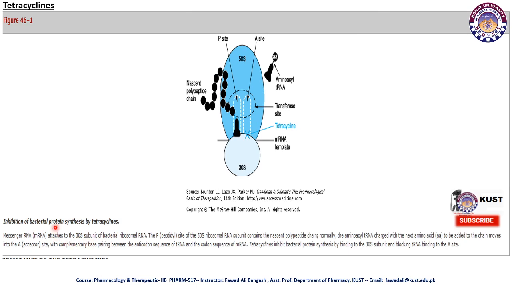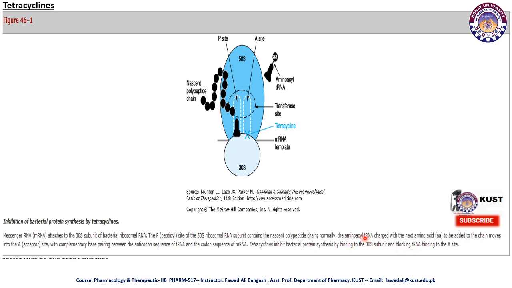So this is the inhibition of bacterial protein synthesis. Tetracycline causes inhibition of protein synthesis. How? Messenger RNA attaches to the 30S bacterial ribosomal subunit. The P, peptidyl, site of the 50S ribosomal subunit contains the nascent polypeptide chain. This is the P site. They contain the nascent polypeptide chain.